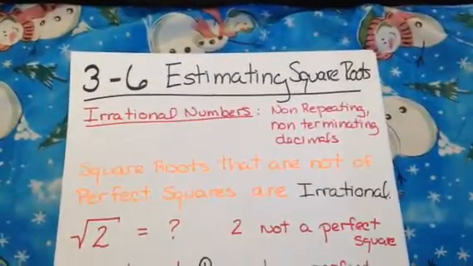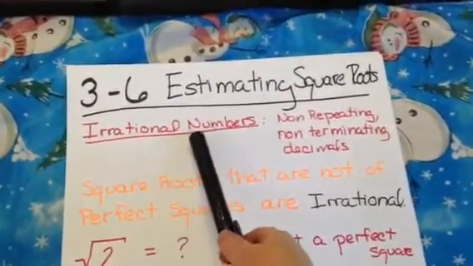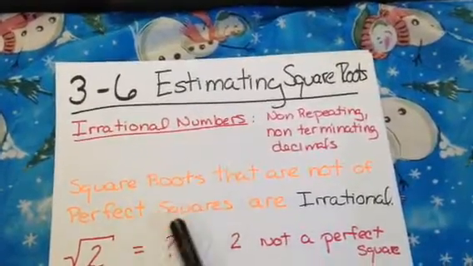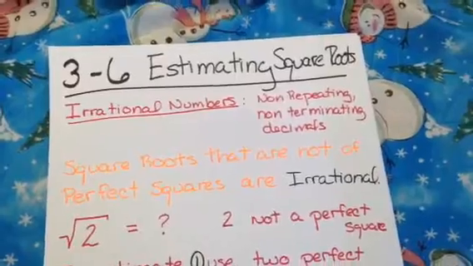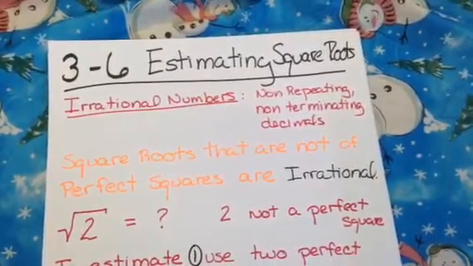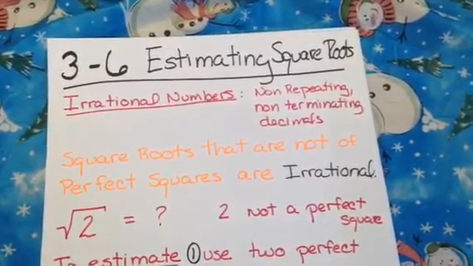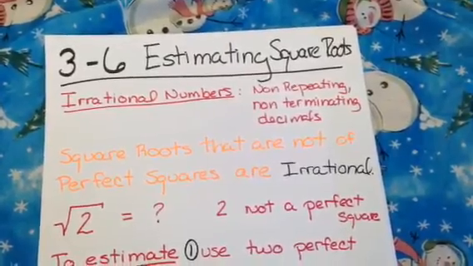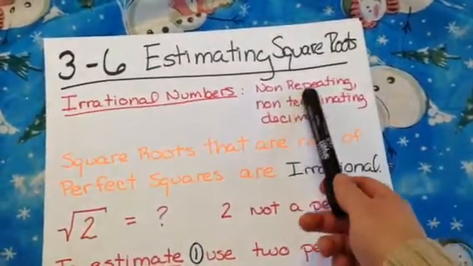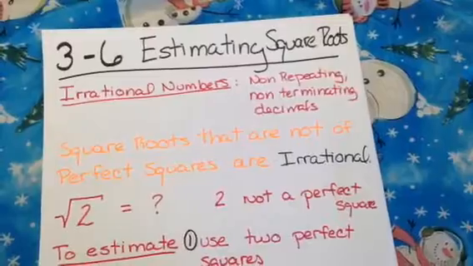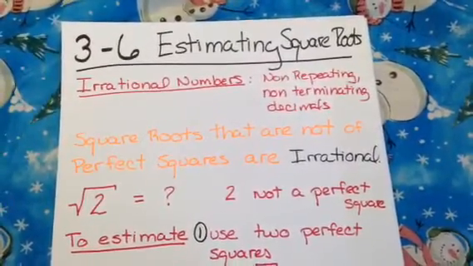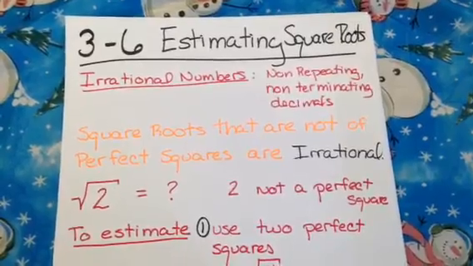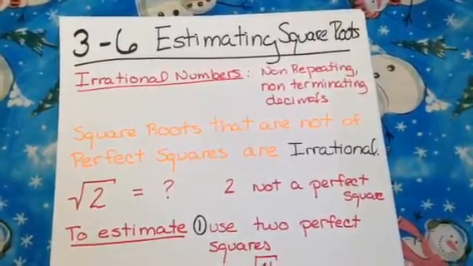All right, so for estimating square roots, this is when our square roots are not from a perfect square, when they're irrational. So anything that is not 1, 4, 9, things that are perfect squares that we just worked with, these are going to be the non-repeating, non-terminating decimals. Now we can punch them into our calculator and get numbers out, but it is important that we know how to estimate them. So there's two ways to estimate them.